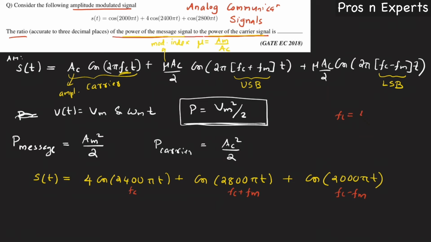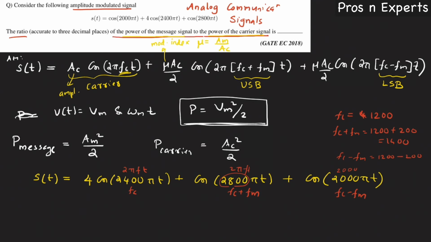My assumption is that fc is actually 1200, since it is in 2 pi f t form. So 1200 is fc, then fc plus fm is 1200 plus 200, which is 1400. That's why 2800 comes here, in 2 pi f t form. And fc minus fm means 1200 minus 200 is 1000, so 2000 comes. Okay, so our assumption is correct.